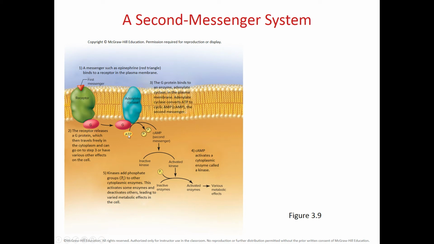This adenylate cyclase, once it's bound to this G protein, is going to convert ATP into cyclic AMP, which is the second messenger, and two molecules of inorganic phosphate. And then this cyclic AMP is going to activate phosphorylators like an inactive kinase, and this inactive kinase will become activated and is going to phosphorylate other enzymes or other molecules inside the cells, so you can have various metabolic effects.